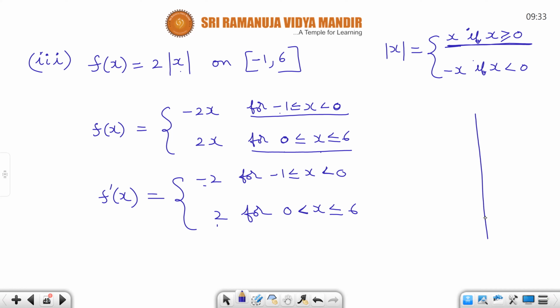You know that 2 into mod x will be something like this. When x is positive, y is equal to 2x, a straight line. When x is negative, y is equal to -2x, a straight line. It is a sharp point. At x equal to 0, it is not differentiable.